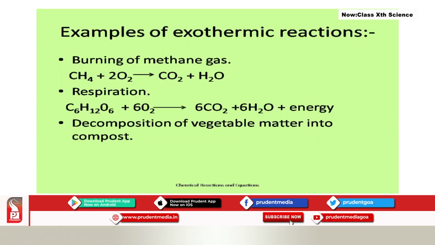1. Burning of methane gas. When methane gas is burned, it combines with oxygen, produces carbon dioxide and water, and heat is given out. Next, what about respiration?